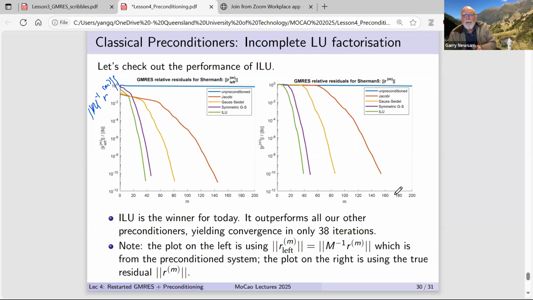And what about the difference between the behavior of the residuals and the behavior of the convergence to the true solution, if you see what I mean? So how does x minus xm differ from the size of Rm? Okay, I see what you mean.